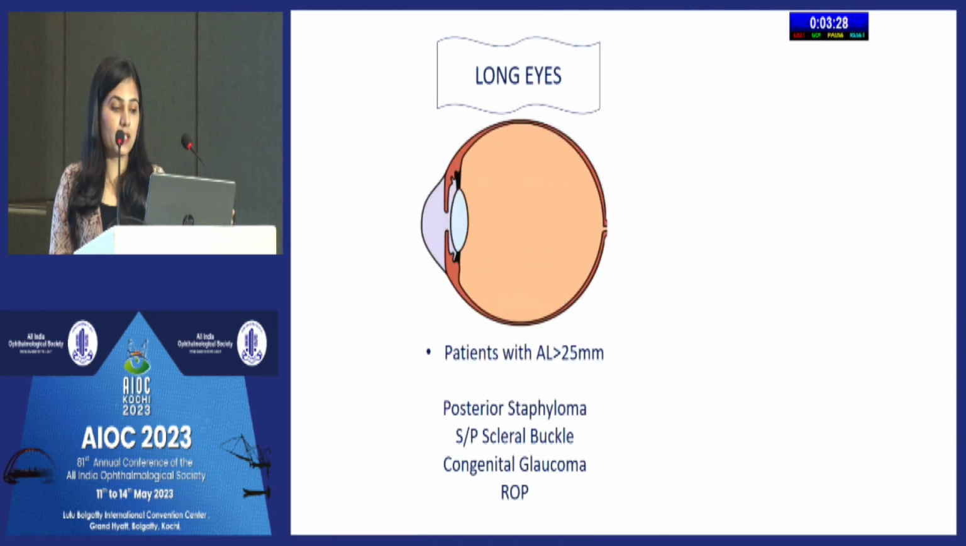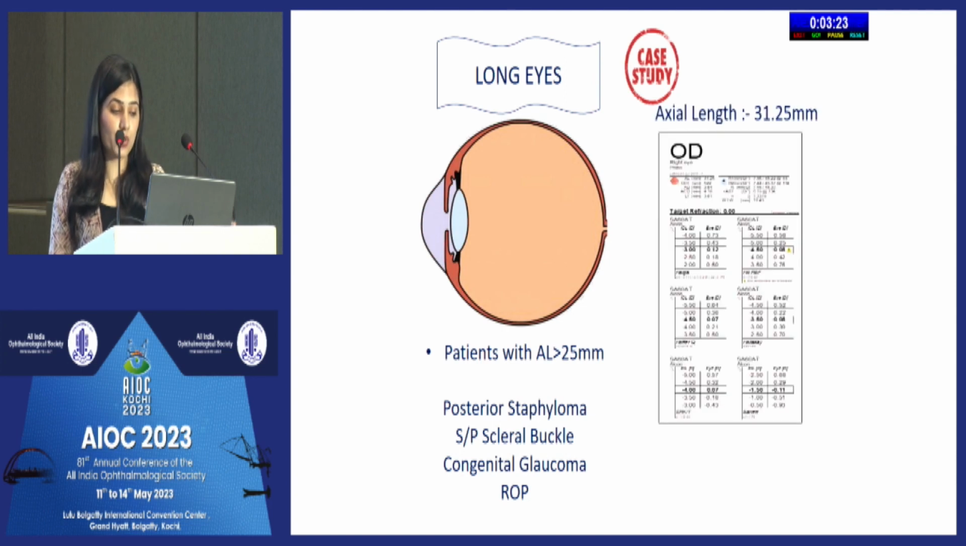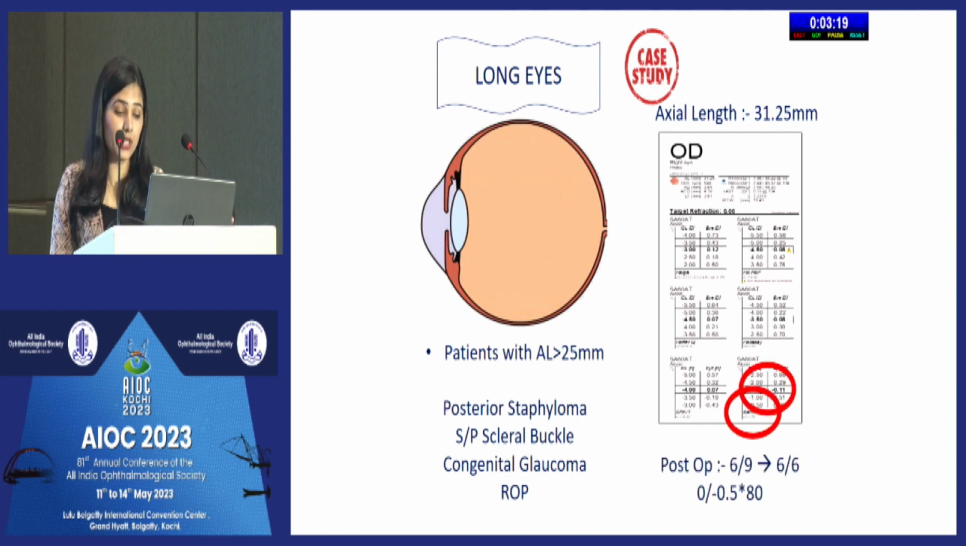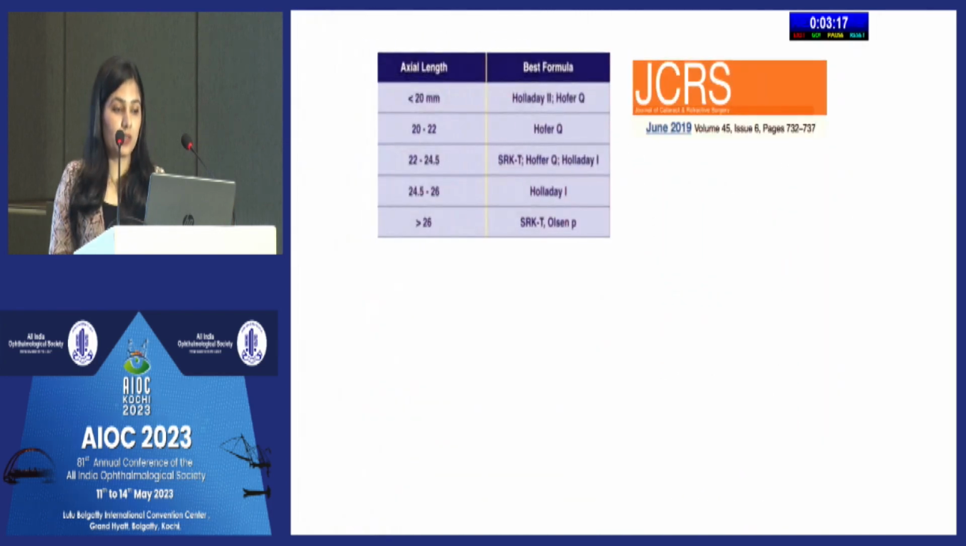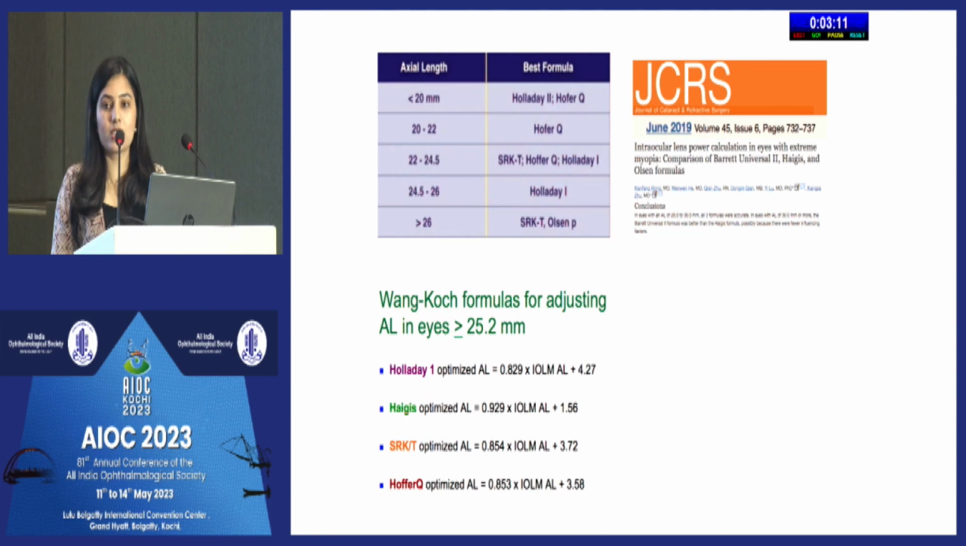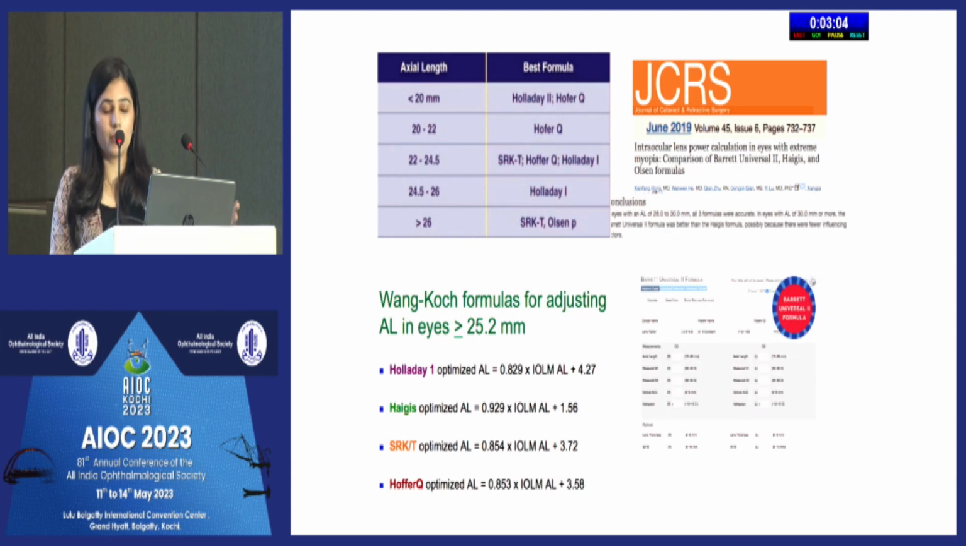For longer eyes with axial length more than 25 mm, such as patients with posterior staphylomas, status post scleral buckle, congenital glaucoma, and ROP, there is a nomogram which showed that for more than 26 mm, SRK/T and Olsen P were more accurate. With Wang-Koch adjustment, most of the formulas work fairly well, but in the end, Barrett's Universal 2 is one formula which suits all of the eyes.